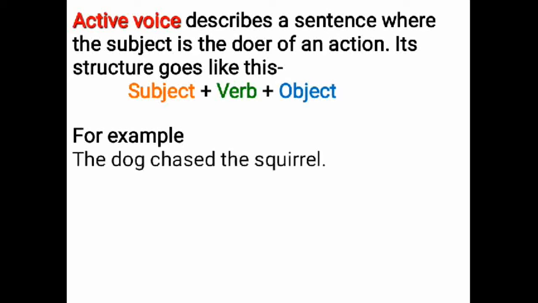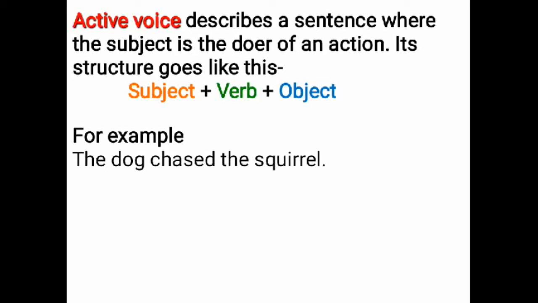For example, the dog chased the squirrel. The dog is the subject, chased is the verb, the squirrel is the object. Subject the dog performs the action of the verb chased in this sentence. So the sentence is in active voice.